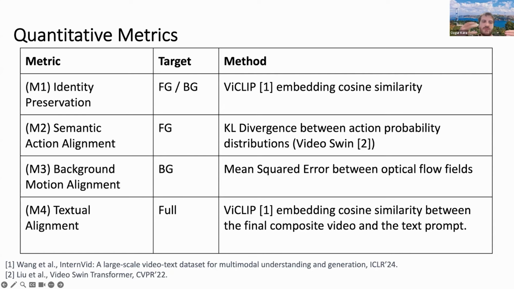And to measure how much the motion is consistent, we used the semantic action alignment metric, which measures the KL divergence between the action probability distributions of the generated video and the input foreground video. And we also measure how much the background motion is consistent, where we used some optical flow-based computation. And finally, we measured how much the textual alignment is achieved in the generated video. And we used another embedding-based similarity metric to measure it.